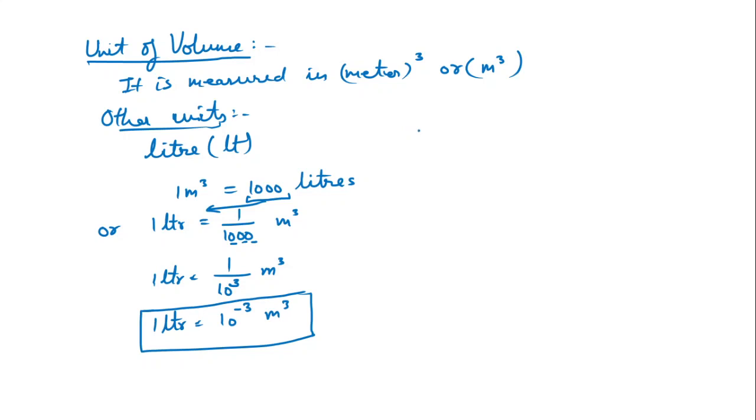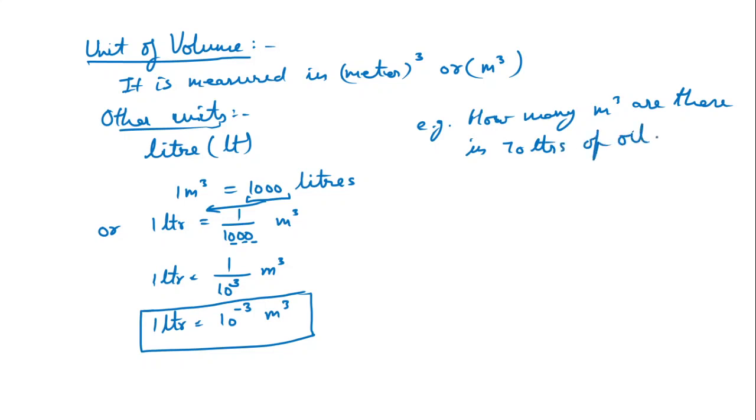So for example, if we have to ask how many meter cubes there are in 70 liters of oil, how do we calculate? We will simply multiply the 70 liters by this unit. So 70 liters of oil will be equal to 70 multiplied by 1 liter, which equals 10 to the power minus 3, and it will become meter cube.